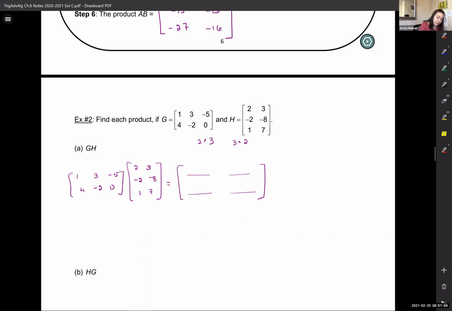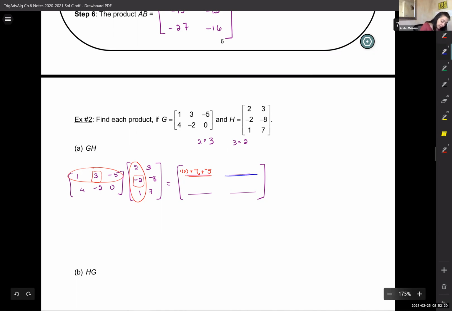All right, same situation. Let's start with the first one. Row 1, column 1. 1 times 2 plus 3 times negative 2. And look, you don't have to write them all out like that. Here, when I have 3 times negative 2, I can just say negative 6, plus negative 5 times 1, negative 5.